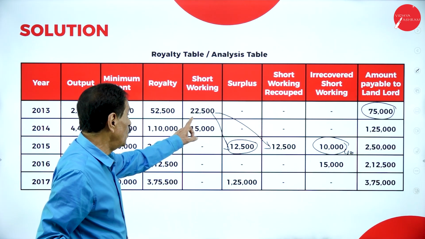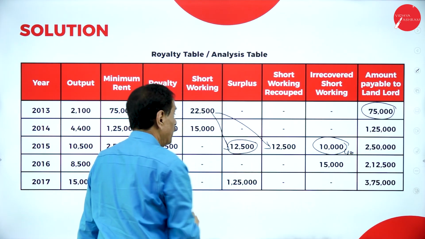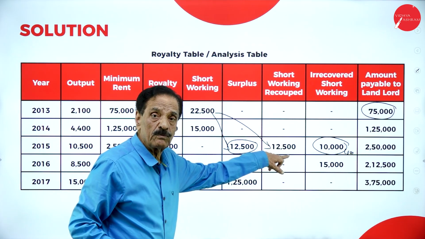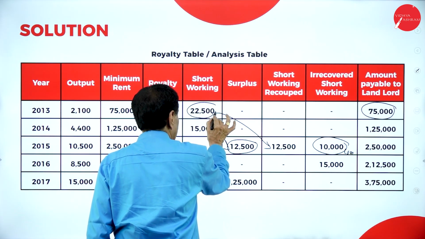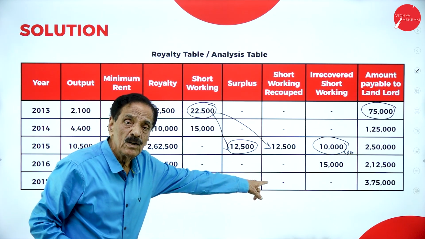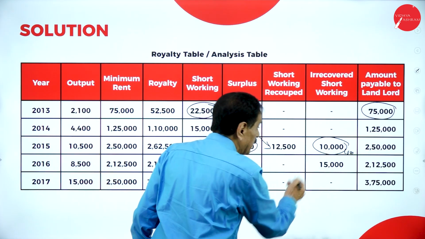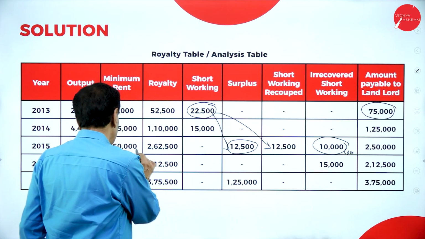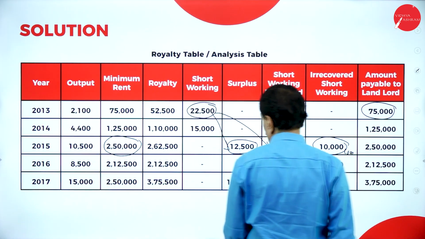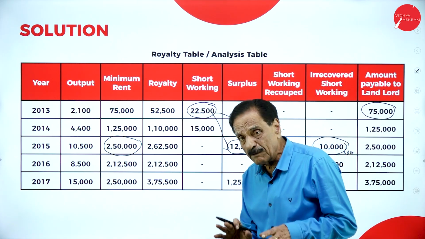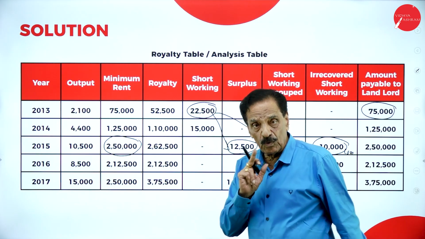So what's the total amount? 22,500. So how much surplus? 12,500. It is adjusted to short working, recovered. So totally shortage is 22,500. Out of that how much is recovered? 12,500 is recovered. How much could not be recovered? 10,000. It's a loss. Payable is the minimum rent of 2,50,000, not less than 2,50,000. You must be careful. Either the minimum rent or royalty, whichever is more. Actually, he has to pay 2,62,500.